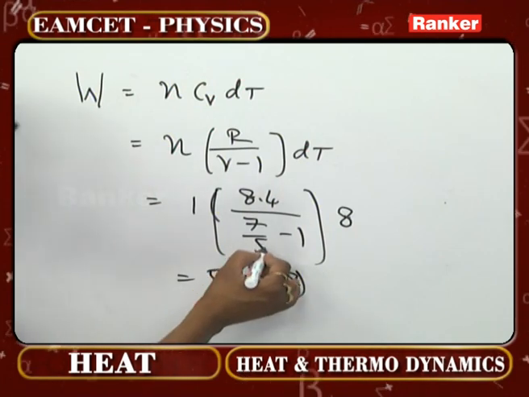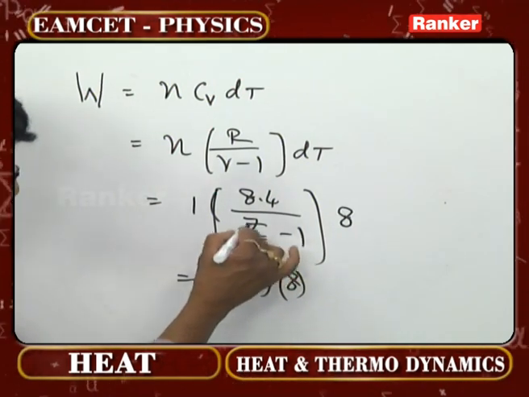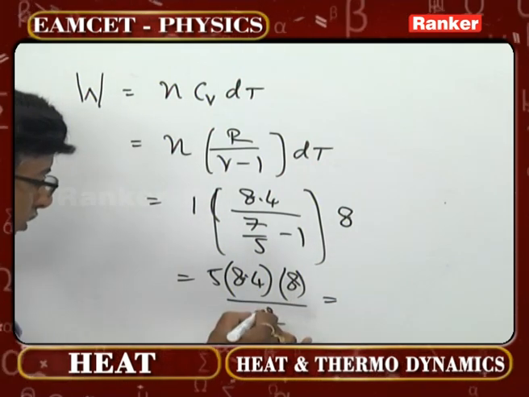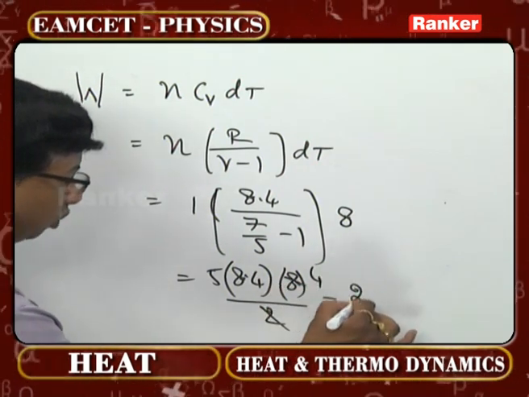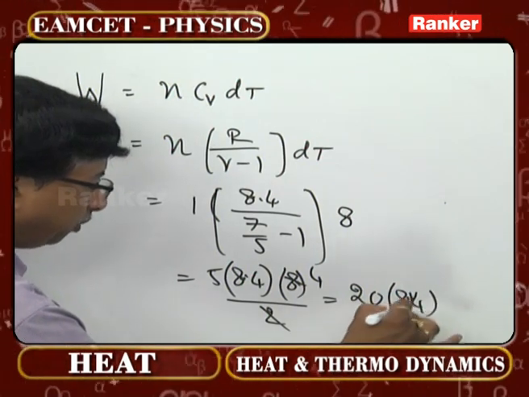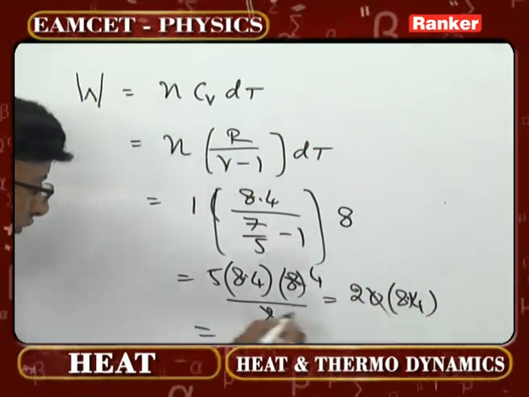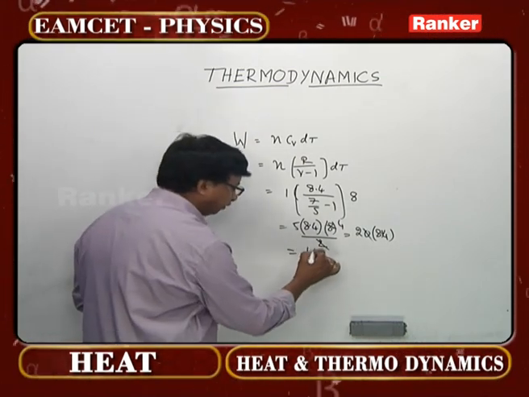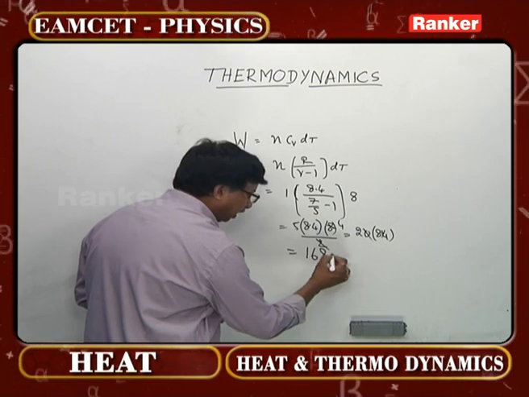This 5 times means what? 7 minus 5 by 2 also you will be having. So this now becomes, this goes 4 times. So 20 into 8.4. That point and this 0 if you cut it off, you will be getting how much? Around 168 exactly, with a negative sign.